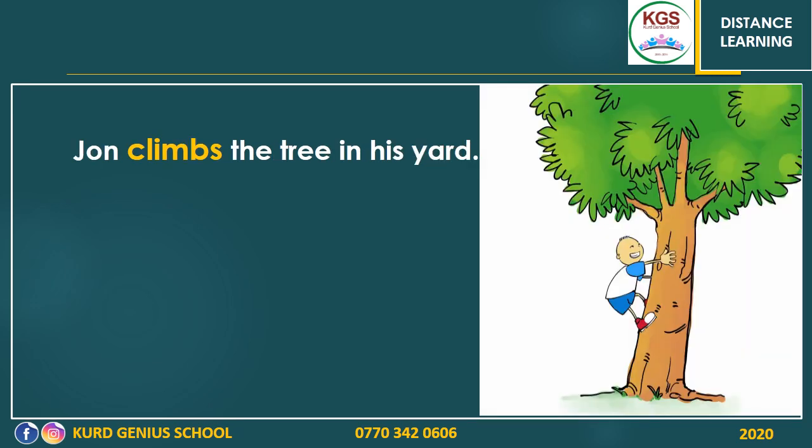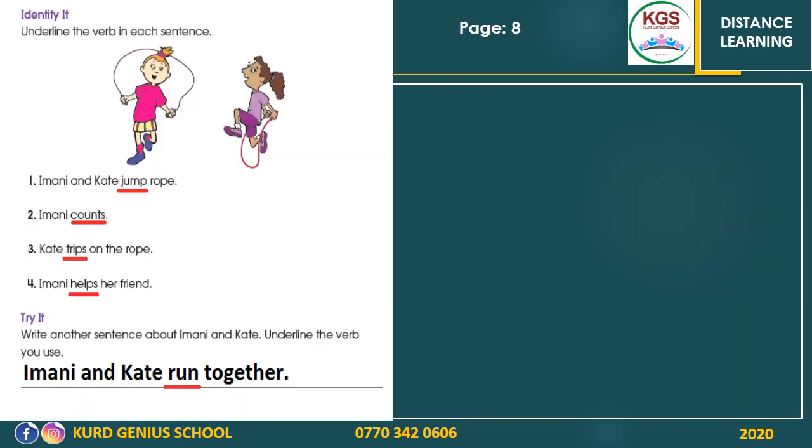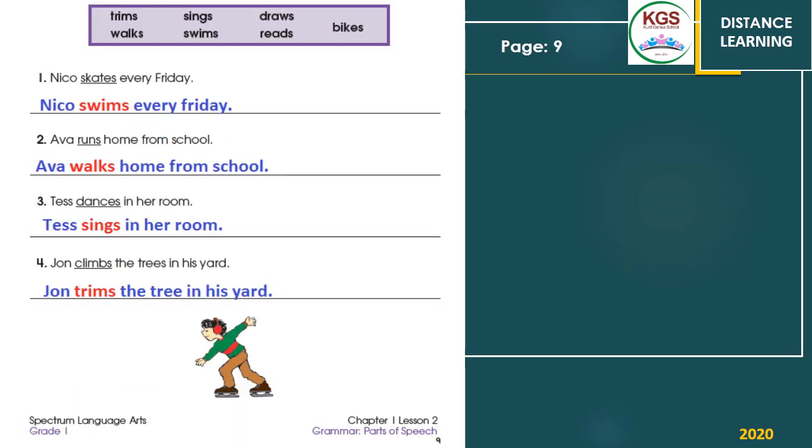Next sentence: John trims the tree in his yard. We use trims, not climbing. Okay, write this sentence: John trims the tree in his yard.